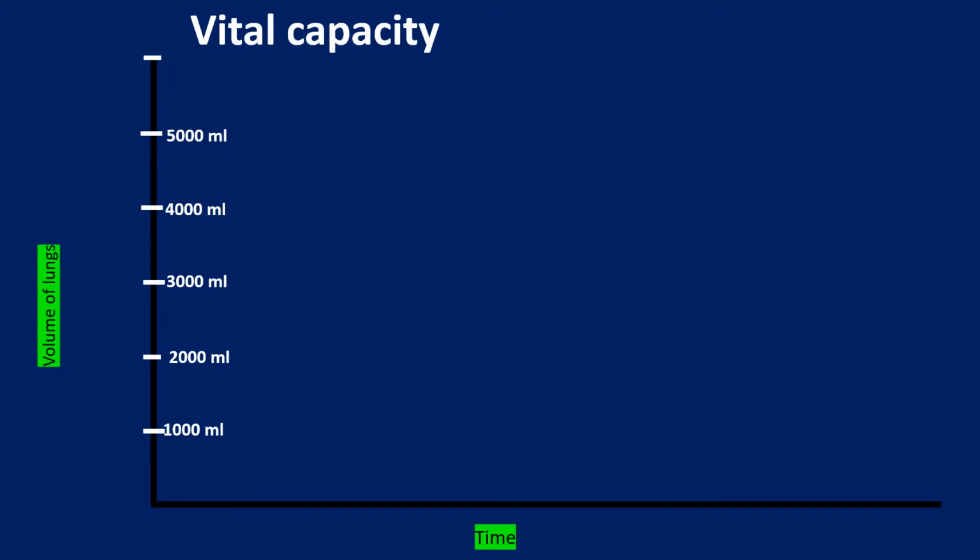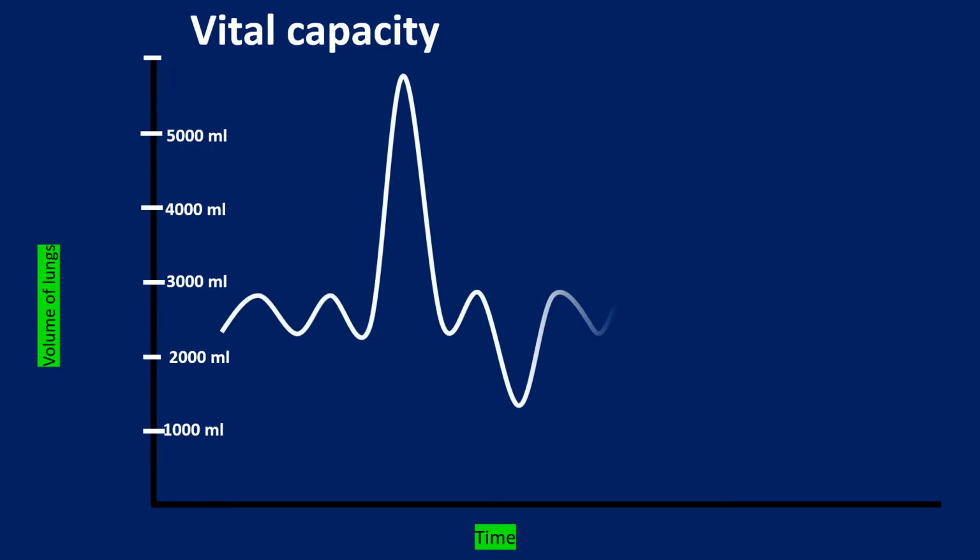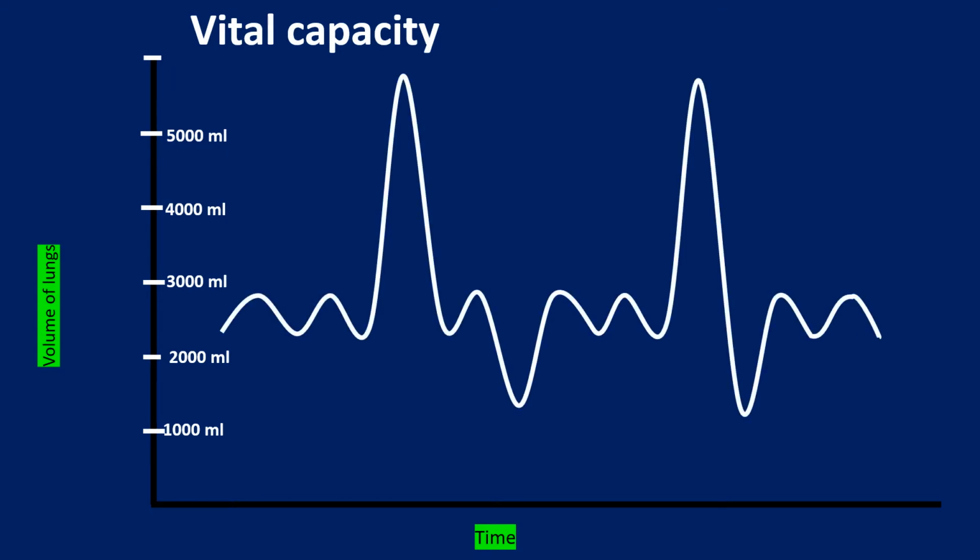Now we will see the vital capacity. Again the same spirogram, and the vital capacity is represented by this arrow.